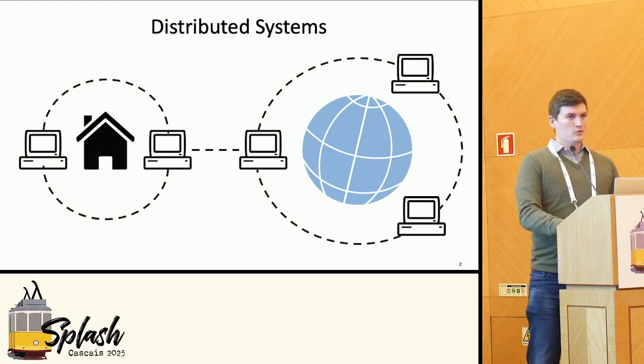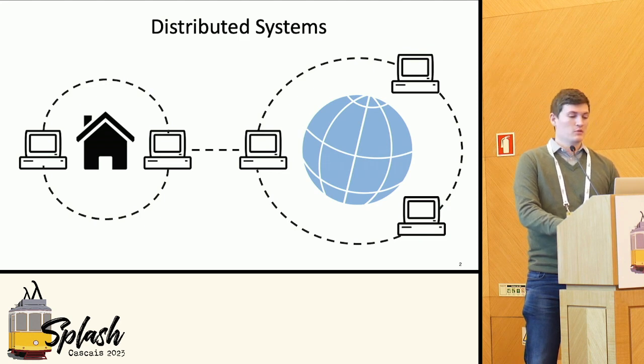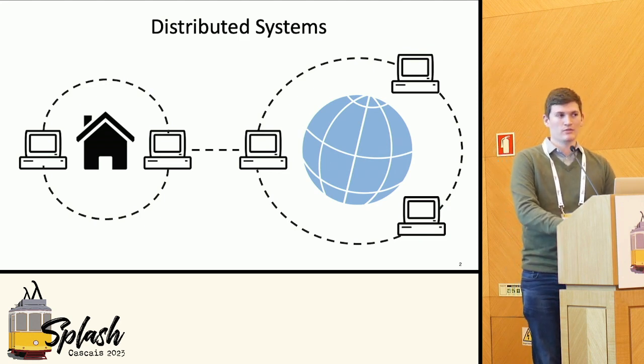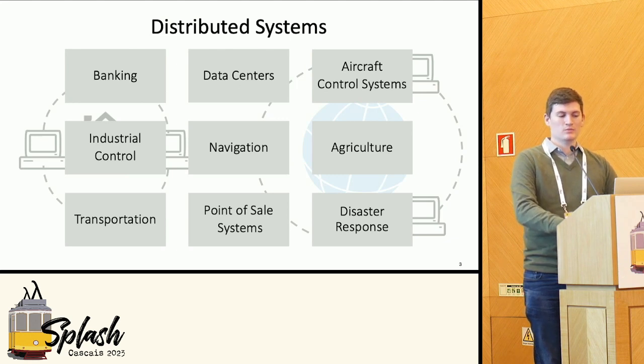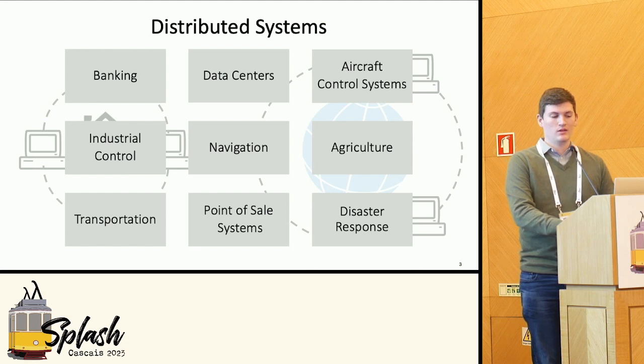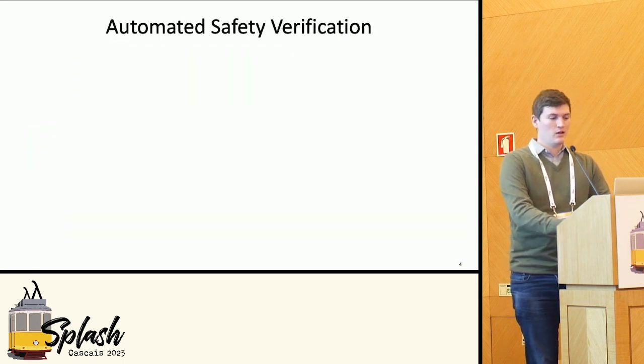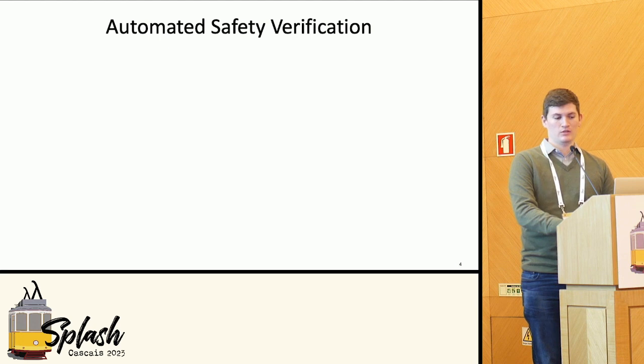Now, you all know distributed systems are infrastructure, whether it's around the house or around the world. They form a critical part of many of the facilities we use every day. Network systems are absolutely everywhere, and their correct operation is important. As such, distributed systems are attractive targets for formal verification. In particular, I want to talk to you today about automated safety verification.